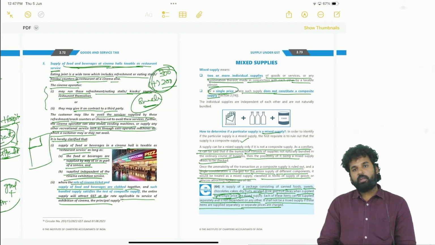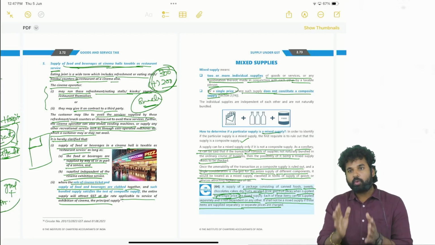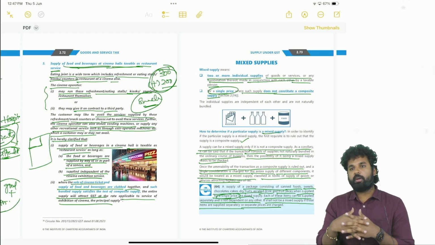Simply speaking, for composite supply, which rate will be applicable? The principal supply's rate will be applicable. For mixed supply, which rate will be applicable? The highest rate will be applicable. So with respect to composite supply, how to determine whether it is a composite supply or not?